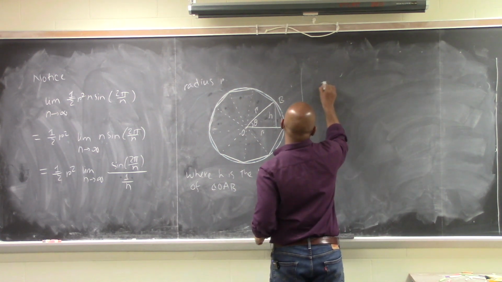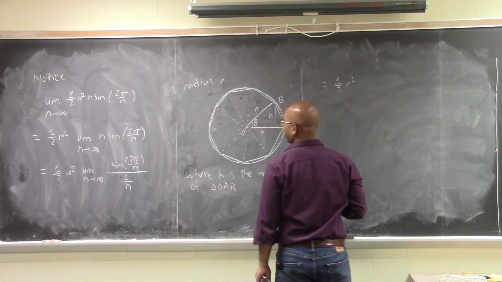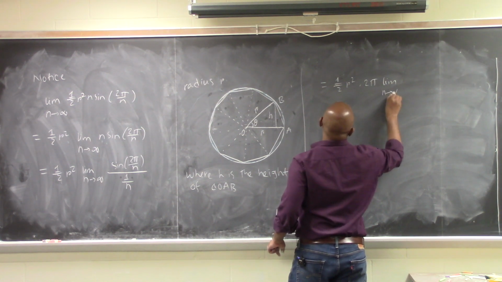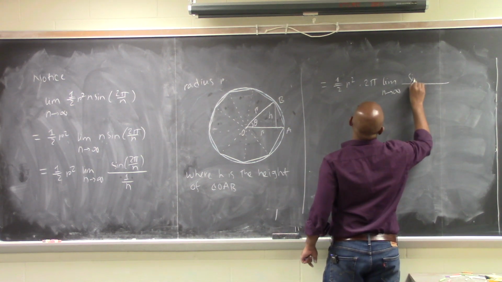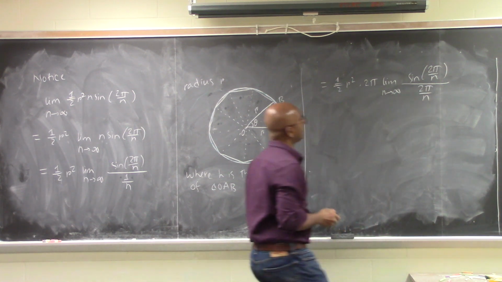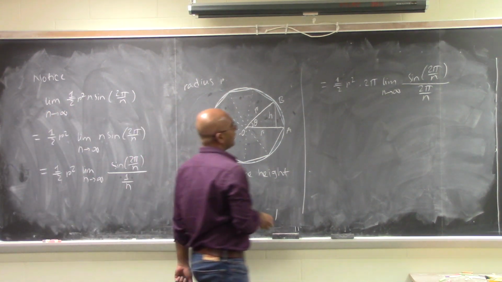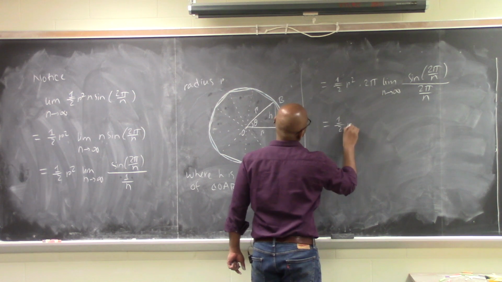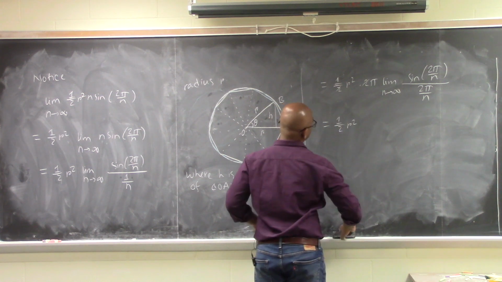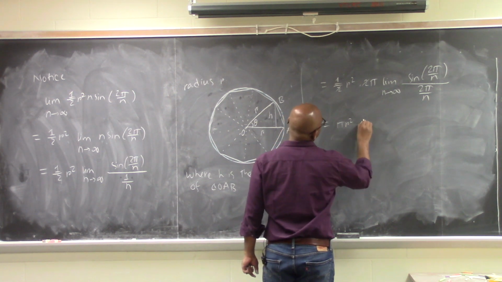So this guy is now 1/2 r squared times, I will multiply here 2 pi, limit as n goes to infinity, sine 2 pi over n over 2 pi over n. Right? So it's the same thing. We can cancel out 2 pi from top and bottom. Okay. Now I'm going to change the variable. Actually, notice 1/2 and 2 will cancel. So this is just pi r squared times the limit.